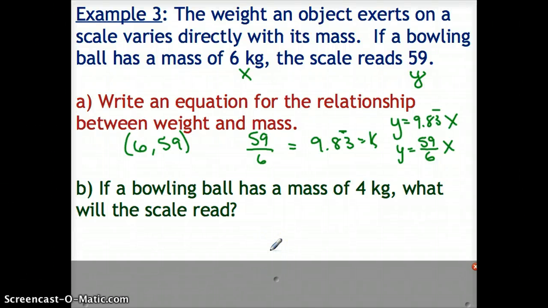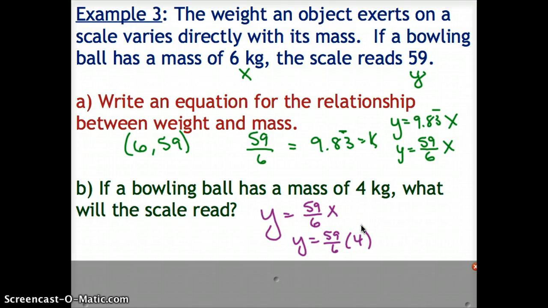If a bowling ball has a mass of 4 kilograms, what will the scale read? So I can do this many ways, but one way I can do it is work on my equation that I just created. So my equation said y equals 59/6 x, and I know that my x is 4 kilograms because that's my mass. So y equals 59/6 times 4.